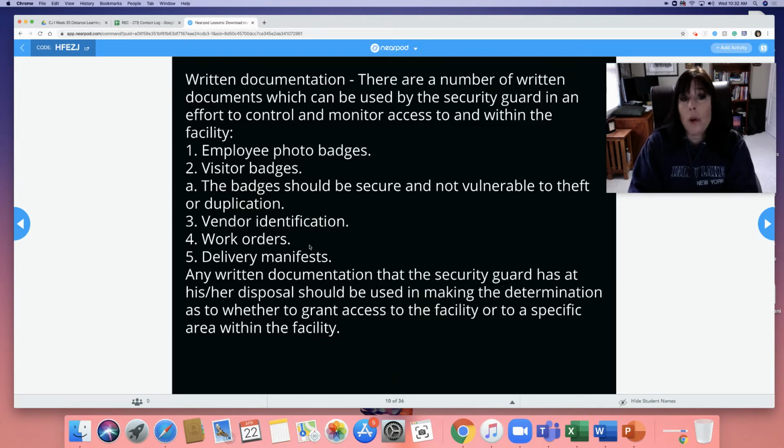Work orders. So let's say something breaks and you need to hire an outside contractor like a plumber or an electrician. They need to come and fix something. That's going to require a work order. And so all of these documents should match. The person's name should match that which is on the paperwork. That's the kind of idea that we have going here.